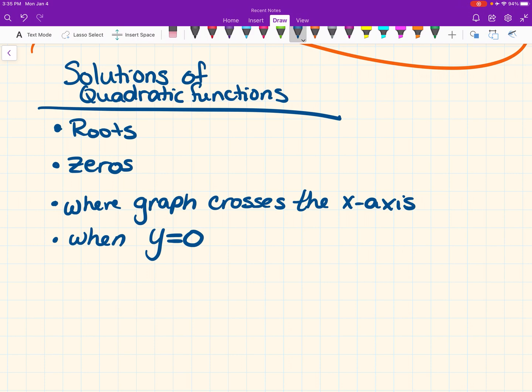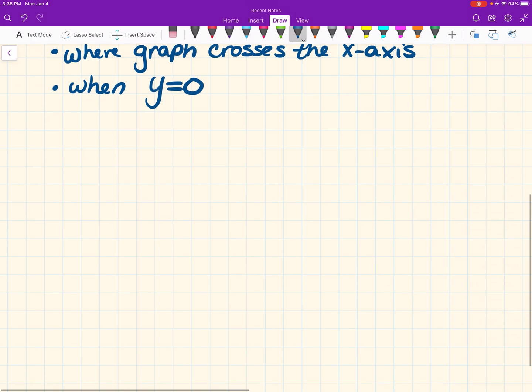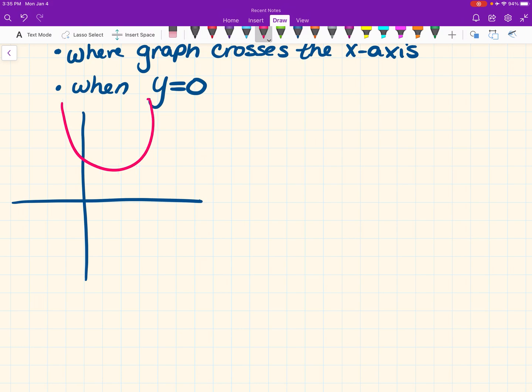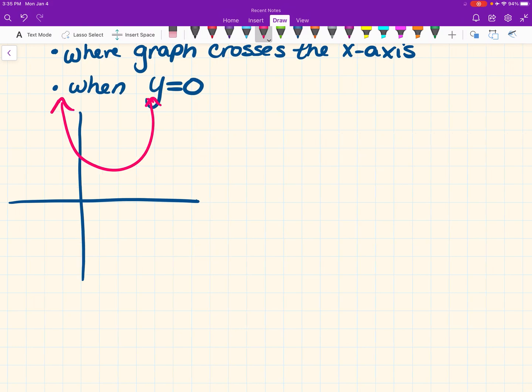Okay, now there's 3 possibilities. I already drew them on your notes for you. The first possibility is that it never crosses the x-axis. If it never crosses the x-axis, that's no real solution, which means we have imaginary roots. Before, in Algebra 1, we just said no real solutions. Now we're going to know that there's going to be imaginary, a complex number, for the answers.